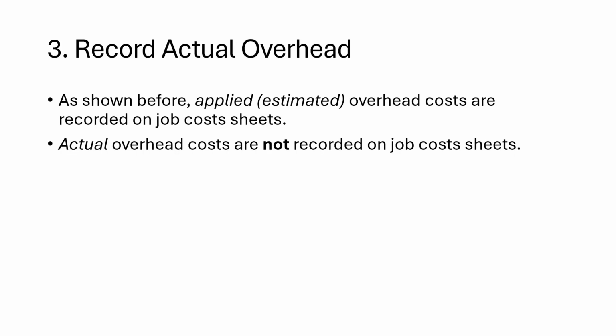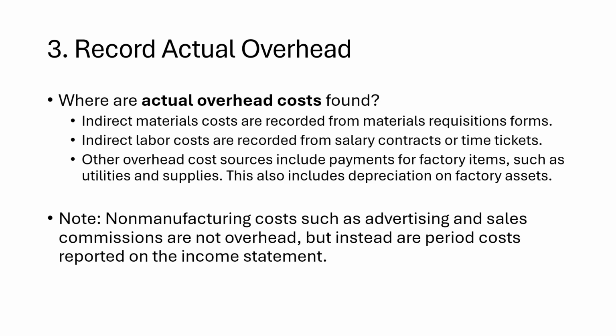Recording actual overhead. As I mentioned before, applied overhead costs are recorded on job sheets. That is applied or estimated overhead costs. Now we're talking about actual overhead costs. These actual overhead costs are not recorded on the job cost sheets because the estimated costs are already there. The actual overhead costs are found on different types of source documents.